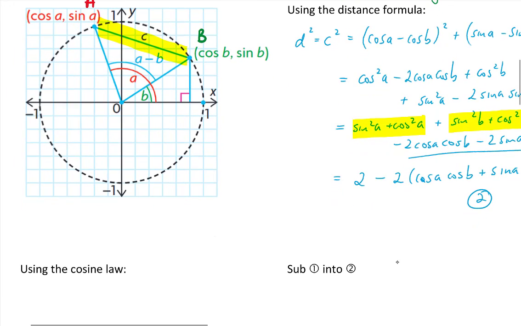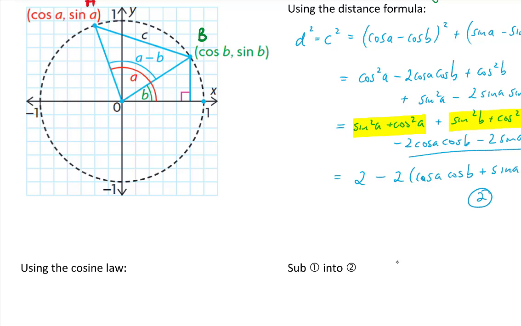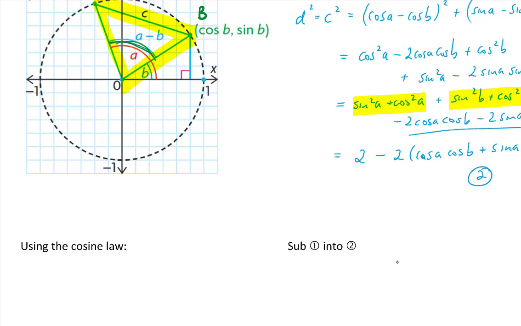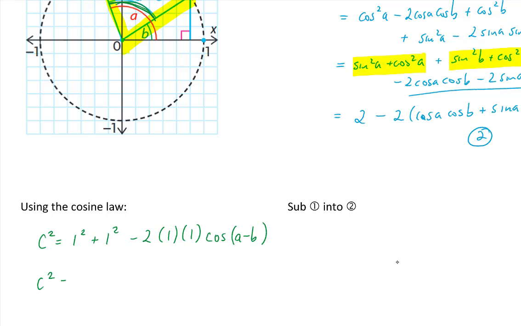Now let's look at it a different way. Let's use our cosine law. Again, if we're focused on this triangle here, the angle shown here is A minus B. Remember, our cosine law states that c squared is equal to a squared plus b squared minus 2ab cosine C. Since we have a circle of radius 1, this will be 1 squared plus 1 squared minus 2 times 1 times 1 times cosine of the angle opposite side c, which in this example is A minus B. If we simplify this a bit, we get c squared is equal to 2 minus 2 cosine of A minus B. I'm going to call that equation 1.